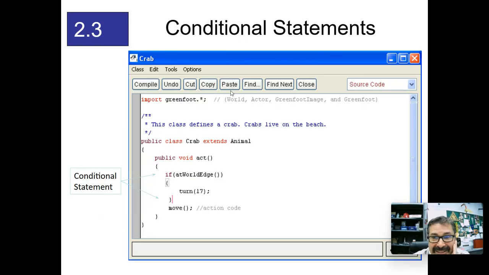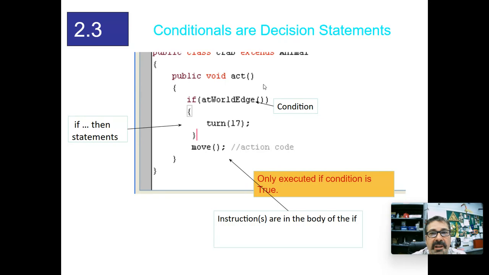Okay, now we're going to learn about conditional statements. So we have this new code here. If at world edge, parentheses, or no, sorry, opening curly brace, closing curly brace, turn 17, and then the move is outside of the curly braces. All right, here's your handouts.